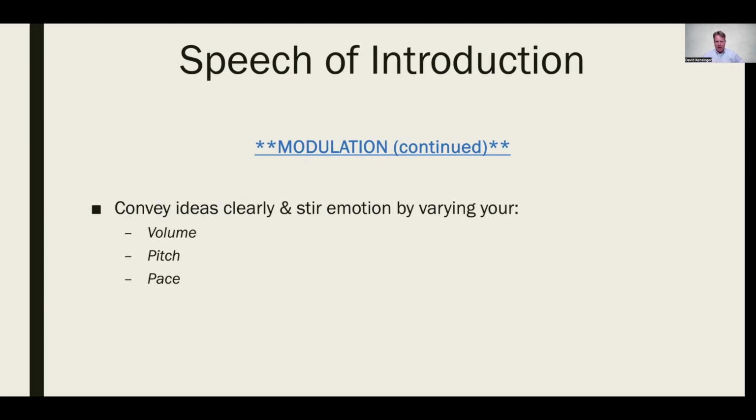We want to convey ideas clearly and stir emotion. This is the definition of modulation right here. Convey ideas clearly and stir emotion by doing these 3 things here: varying our volume, pitch, and pace. Moving those 3 things around, peaks and valleys, highs and lows, if you will. Let's break each one down. All of this is on the exam.